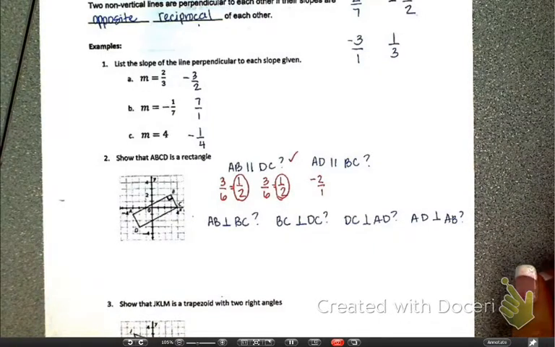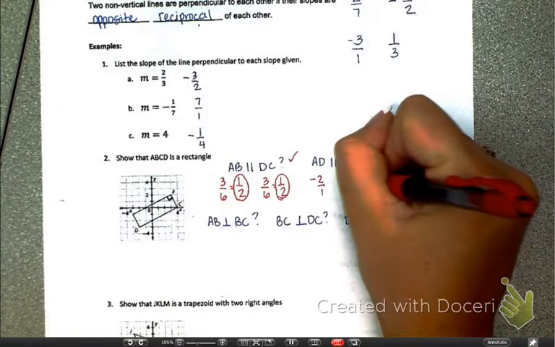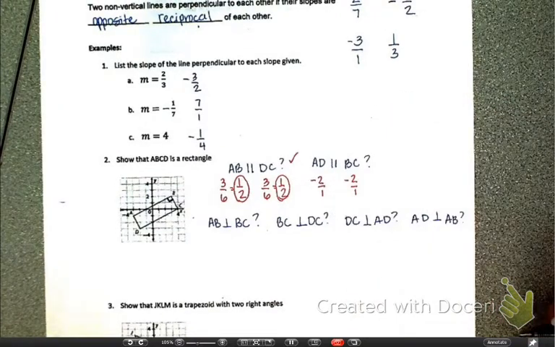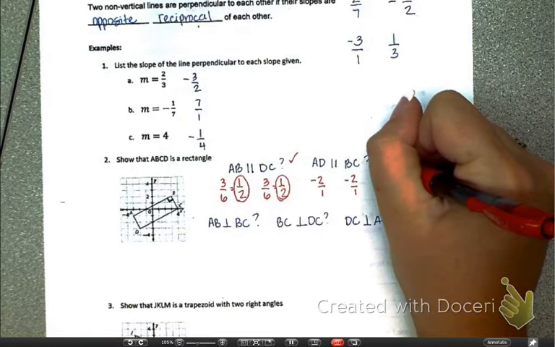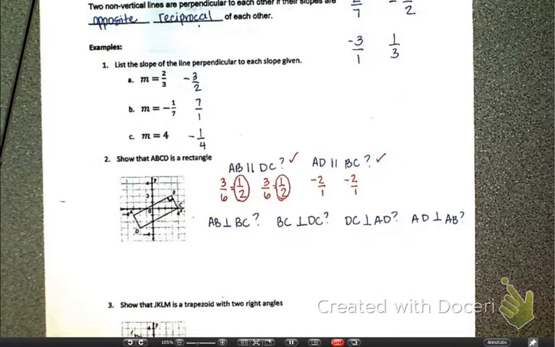Is -2 over 1. Okay. Are these two lines parallel? Yeah, they have the same slope. So far, we know that opposite sides are parallel, which is great, but that could mean it's a parallelogram.